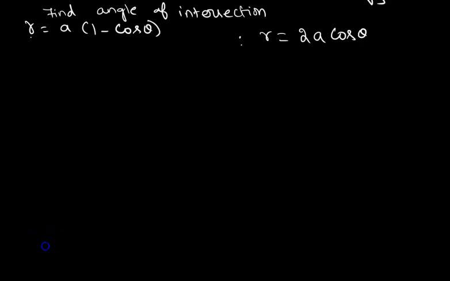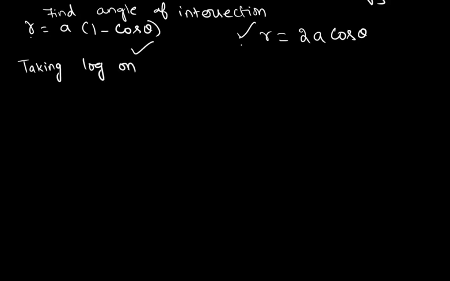Hi, in this video, let's find the angle of intersection between the given polar curves, that is r is equal to a into 1 minus cos theta and r is equal to 2a cos theta. The first half of the procedure will be similar to our previous type of problem, that is angle between the radius vector and the tangent. So you are taking log on both sides.